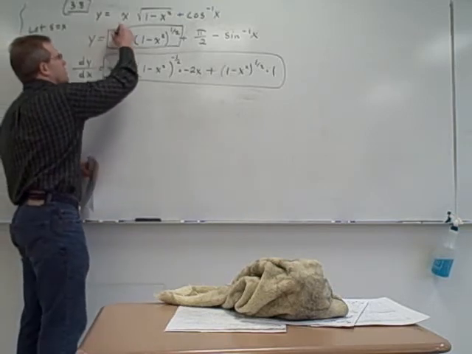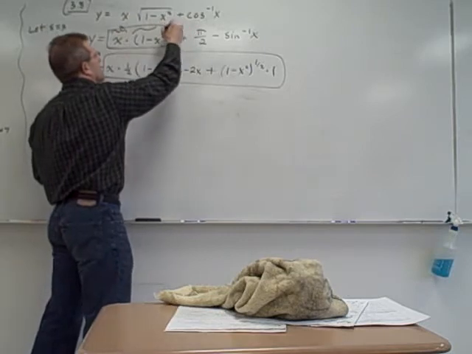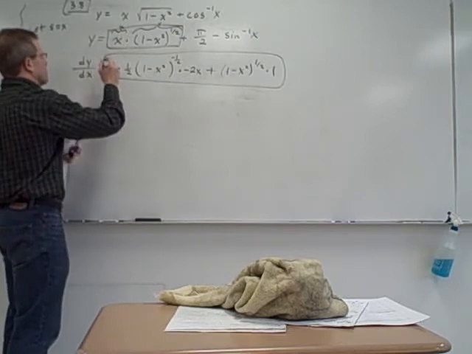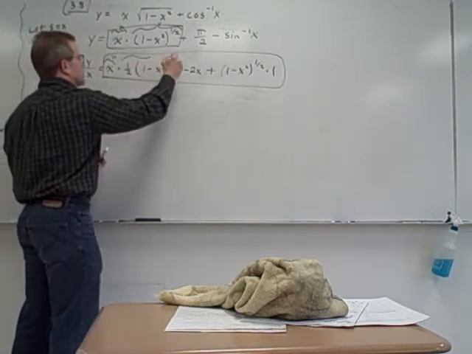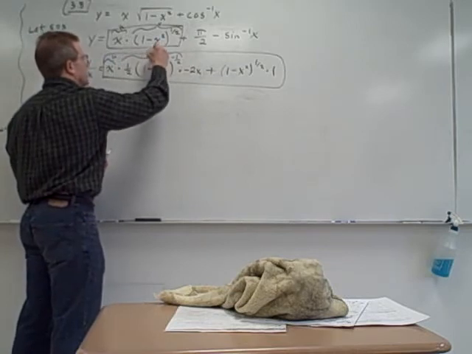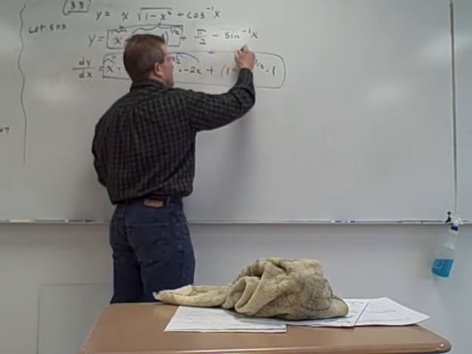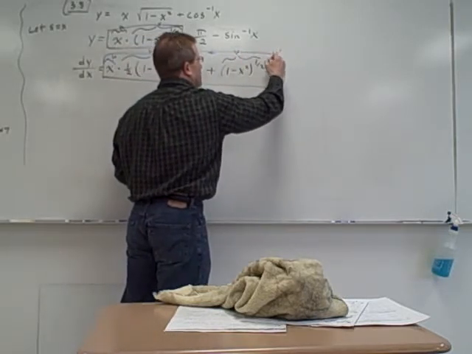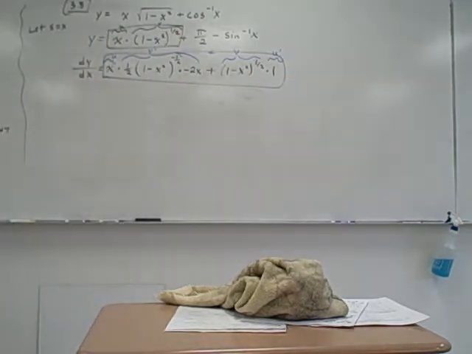Basically, I'm letting this be u and this be v. And then what I did is I went through and did u times v prime, which is all the way to here, plus v times u prime. So that's the product rule. U times v prime plus v times u prime. Just leave it right here if you want.